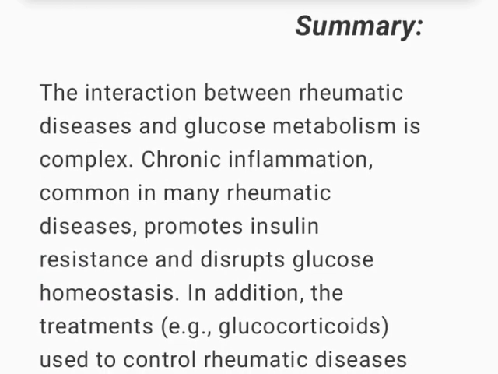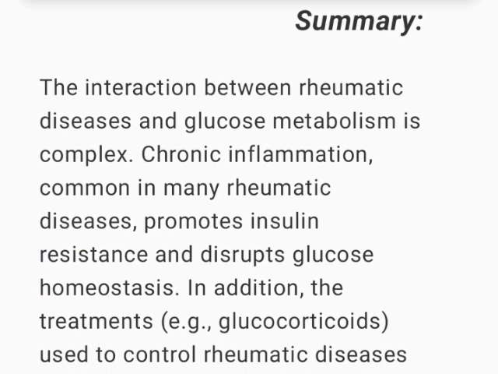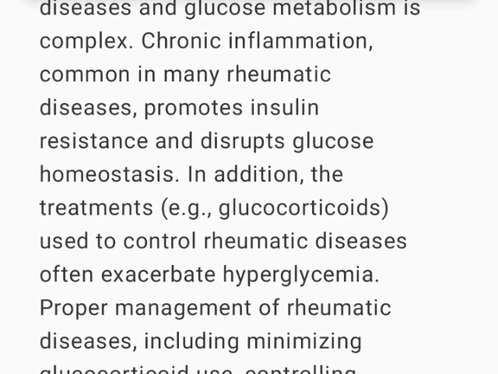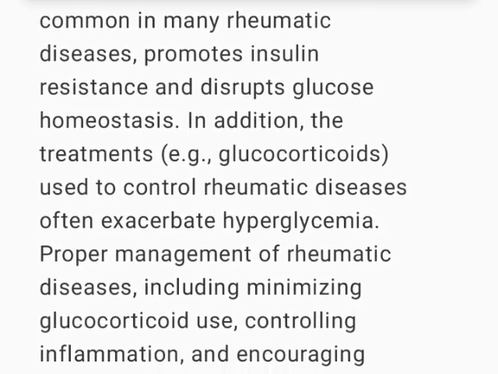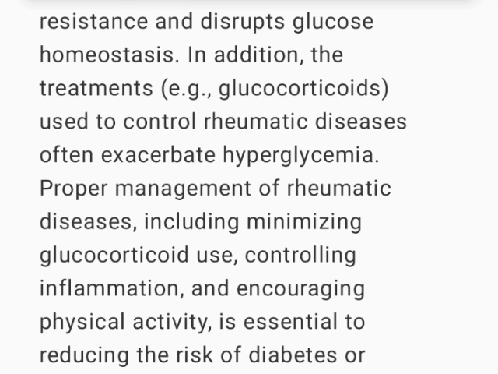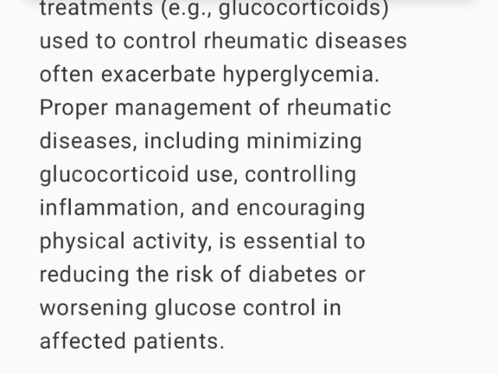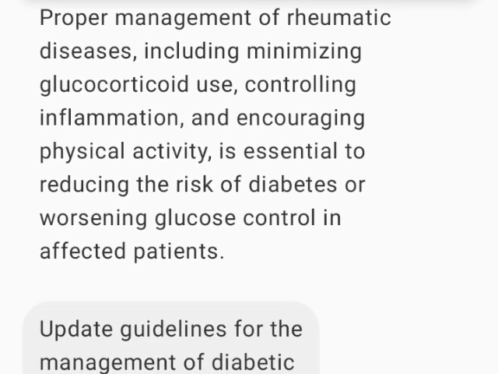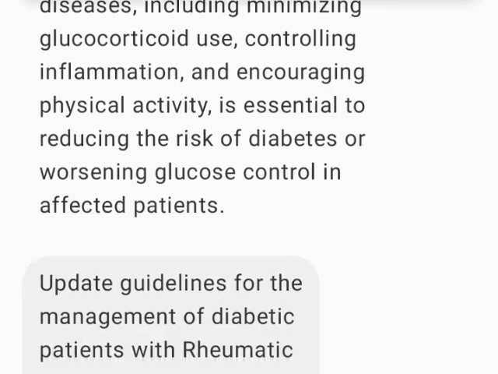Summary: the interaction between rheumatic diseases and glucose metabolism is complex. Chronic inflammation, common in many rheumatic diseases, promotes insulin resistance and disrupts glucose homeostasis. In addition, the treatments, e.g., glucocorticoids, used to control rheumatic diseases often exacerbate hyperglycemia. Proper management of rheumatic diseases, including minimizing glucocorticoid use, controlling inflammation, and encouraging physical activity, is essential to reducing the risk of diabetes or worsening glucose control in affected patients.